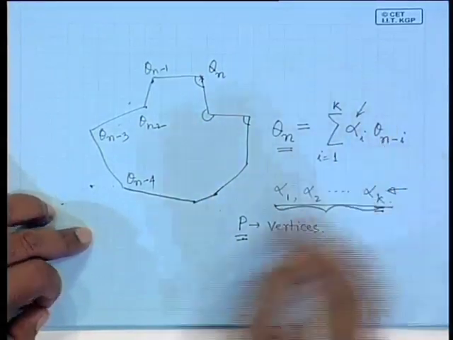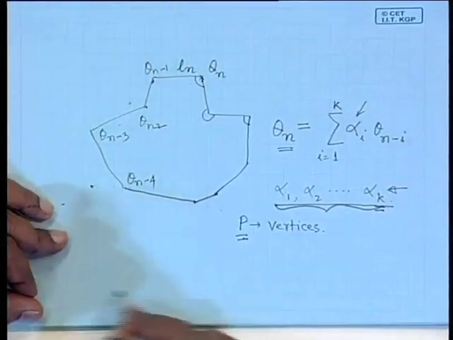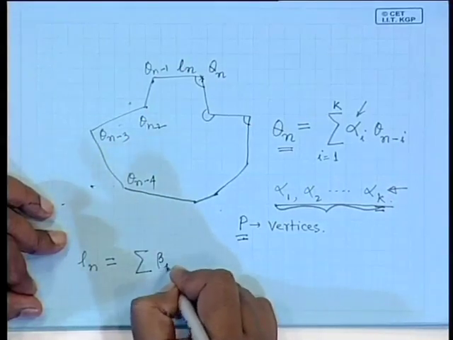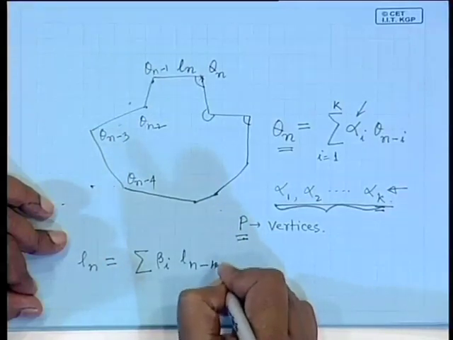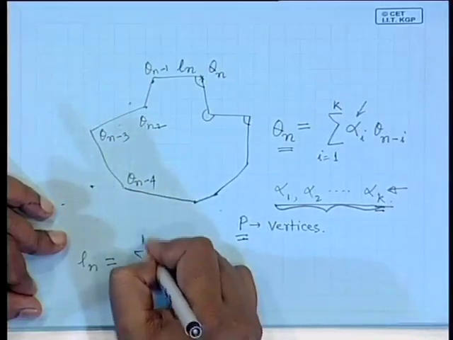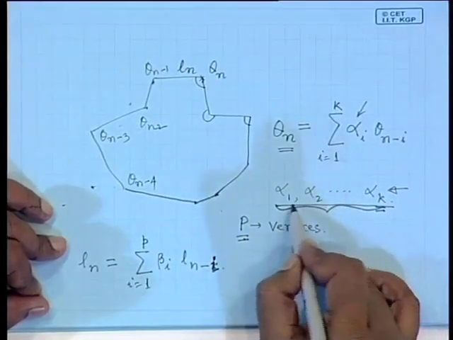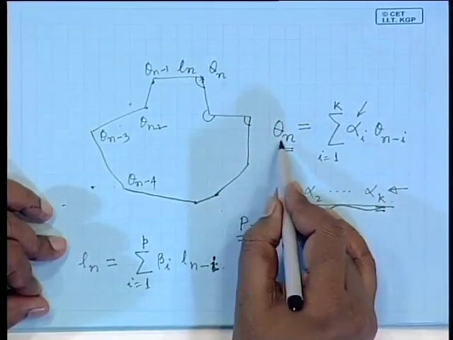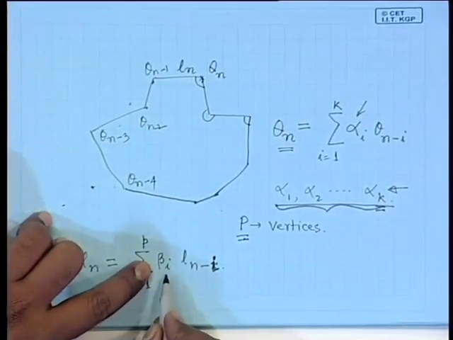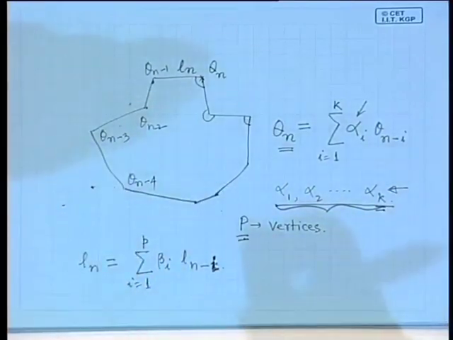Along with this, say if I consider the side length ln, and this ln can also be modeled by an autoregressive model, something like this, where this i may vary from 1 to say some value p. So, pth order autoregressive model. So, I get a set of coefficients alpha 1 to alpha k considering the angles obtained at the vertices, and I can also get another set of p number of coefficients beta i varying from 1 to p considering the lengths of the edges.